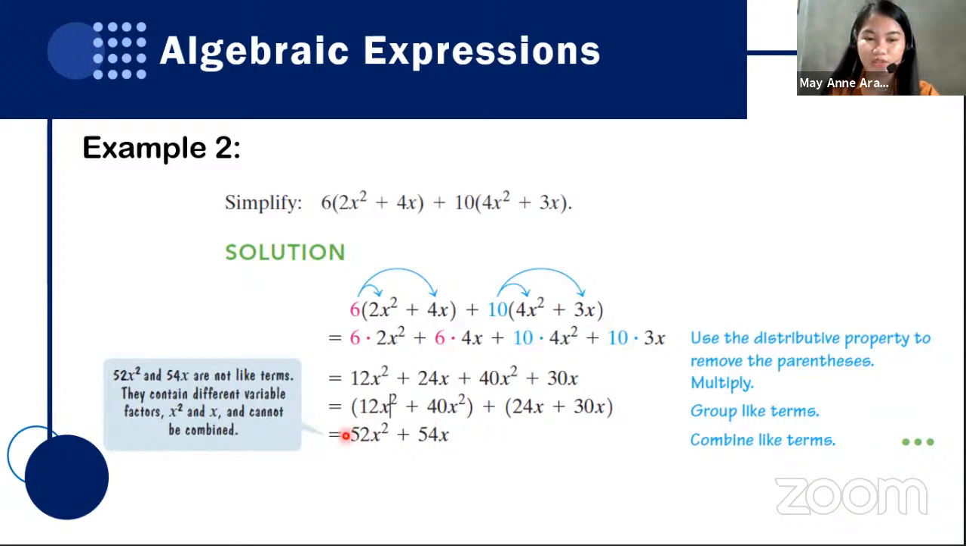So wala na, no? Hindi na to pwedeng i-combine since they are not like terms. They contain different variable factors, x squared and x, and cannot be combined. If ito ay x din, we can combine them. But since this one is x squared, this will be your final answer.